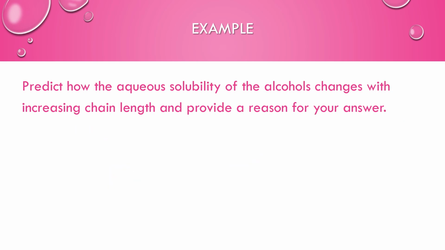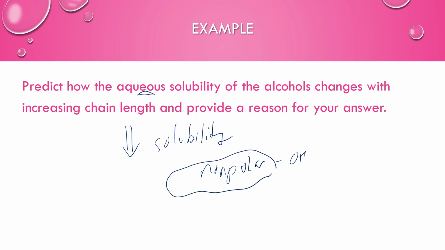So for this example, predict how the aqueous solubility, so solubility in water, of the alcohols changes with increasing chain length and provide a reason for your answer. So as you have a larger chain length, it's going to decrease in solubility in water, because at longer chain lengths, you're going to have more of a non-polar end to your molecule. You'll still have OH, which can still form hydrogen bonds, but the larger the non-polar piece of that molecule is, the less able it will be to completely dissolve in water.